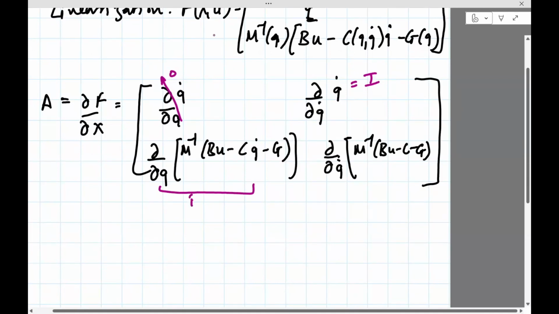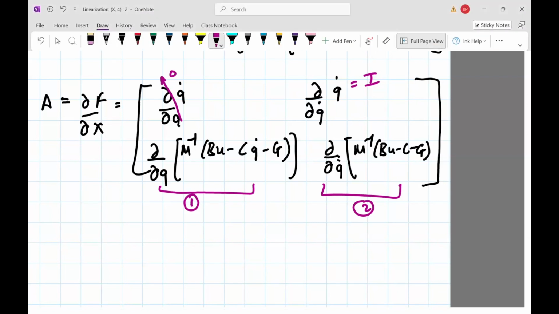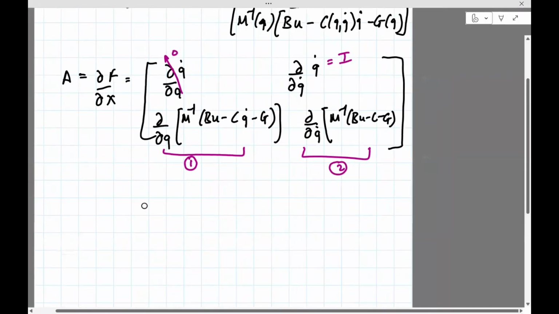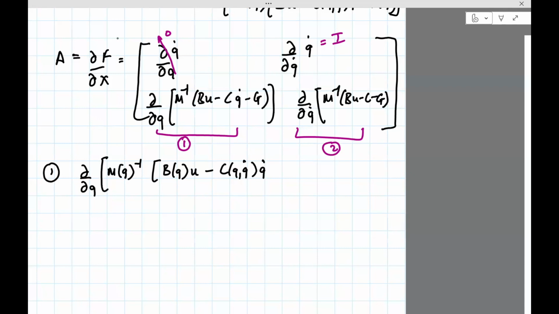Let's call this 1 and let's call this 2. So let's try to simplify expressions for 1 and 2. Let's take 1 first. For 1, we have d dq of m inverse. Well, m is a function of q, so I'll just write m(q), times B, say, q u minus c q dot minus g of q.